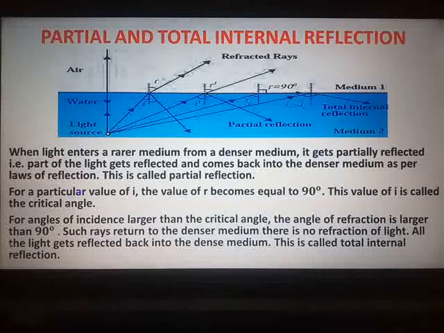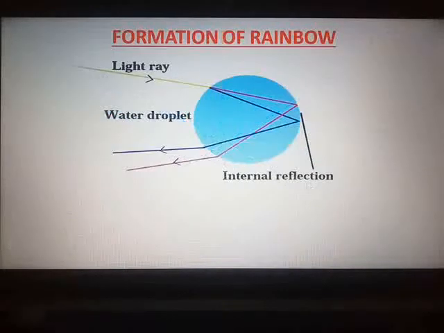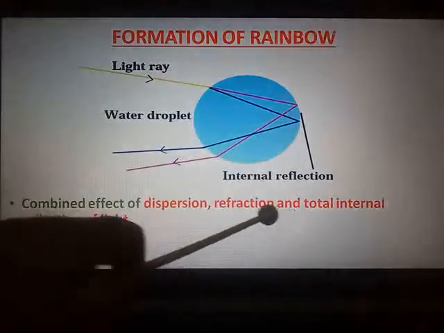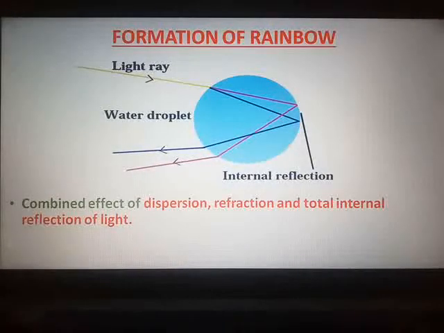The last topic to end this chapter is a very beautiful topic, formation of rainbow. You all have witnessed a beautiful 7-colored rainbow in the sky, especially after a rain shower. So what is this rainbow? It is a beautiful natural phenomenon. But when we speak about the rainbow in scientific terms, it is a combined effect of 3 natural processes, that is dispersion, refraction and total internal reflection of light. This rainbow is a combined effect of 3 processes: dispersion, refraction and total internal reflection of light.